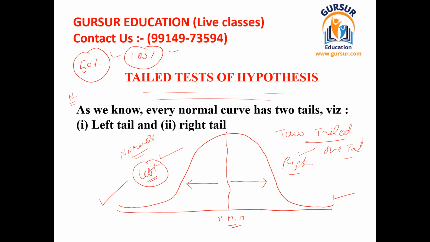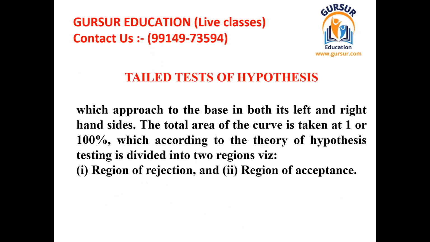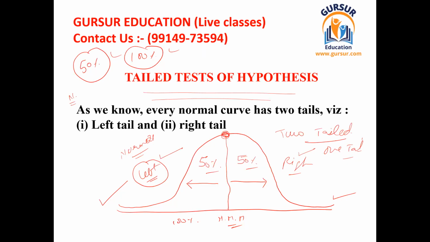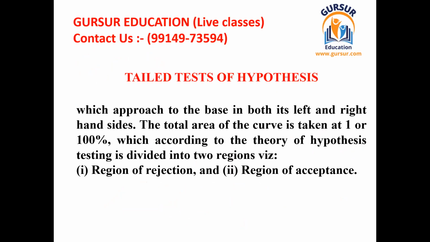The only thing is that the normal probability curve has two tails, left and right, having a complete area of 100%. 50% of the area is covered by the left tail and 50% by the right tail. So these are about tail tests. I left this blank completely because I wanted to teach this on this slide, but I think everything is already clear now.